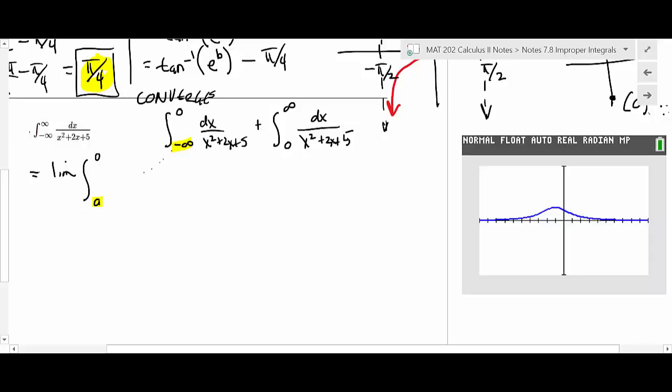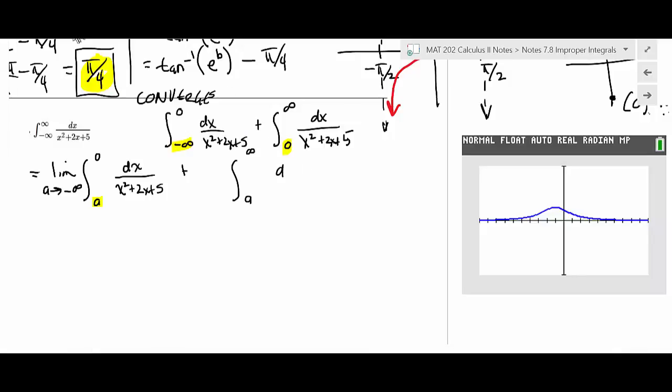Then I'm going to do dx, then x squared plus 2x plus 5. We'll work on that integral. Then A is going to approach negative infinity. We know how to do that integral; that's an improper integral of the type we've been working on. Then we're going to do the second one. Just use the same letter, A again, so I'm going to say A to infinity.